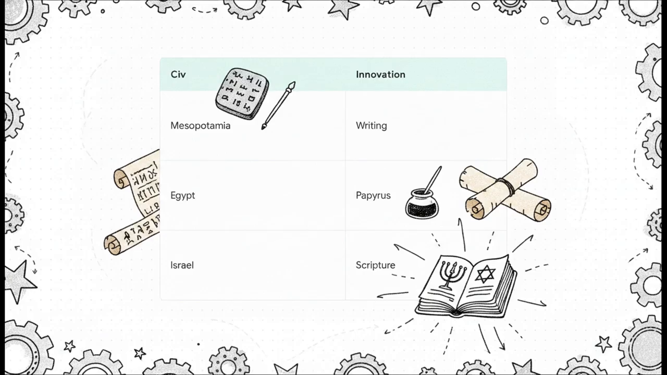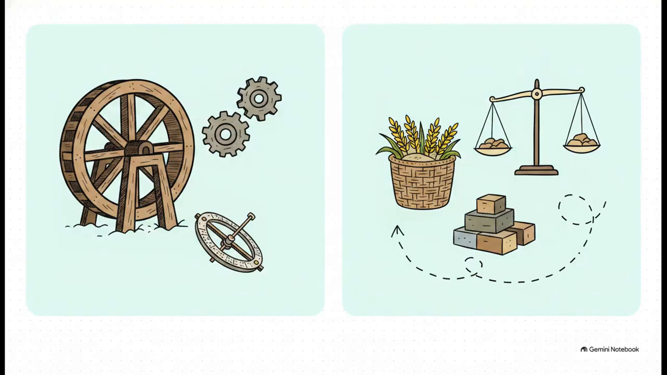The Mesopotamians and Egyptians revolutionized the entire world by developing early writing and creating papyrus. Meanwhile, the ancient Israelites established scripture that went on to heavily influence the religions of Europe. We're talking about huge, concrete, technological, and cultural leaps here that forever altered the human trajectory. But these inventions don't just exist in a vacuum.